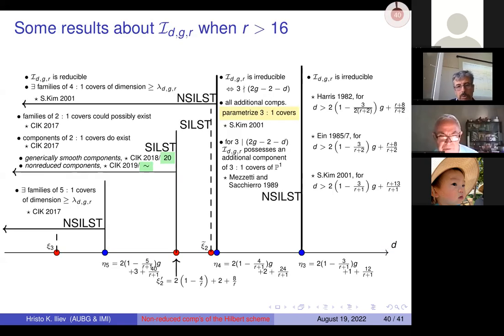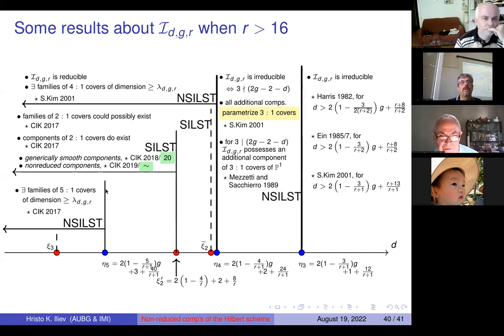So I just want to bring back the picture that I had from the beginning and mention that it fits into things that we found later about the components of the Hilbert scheme and its generic smoothness and non-reducedness and similar properties. So I'll stop here.